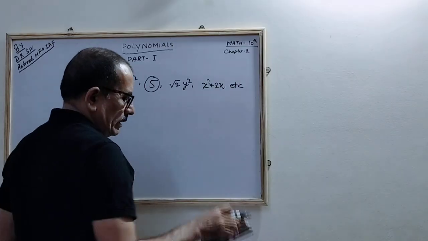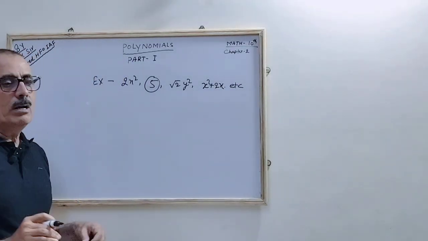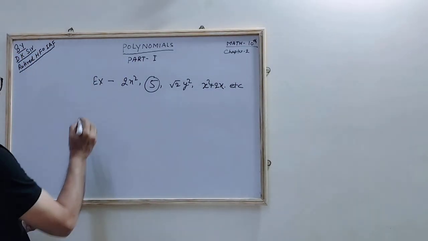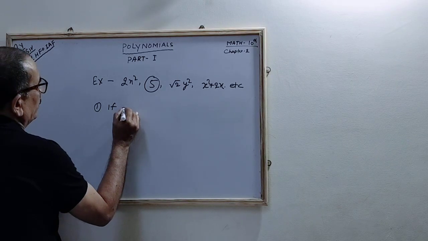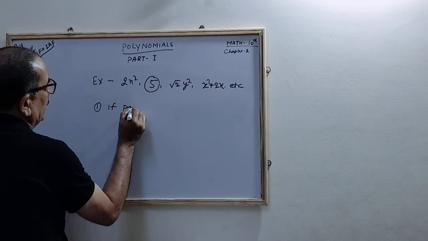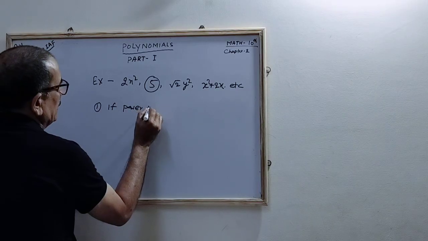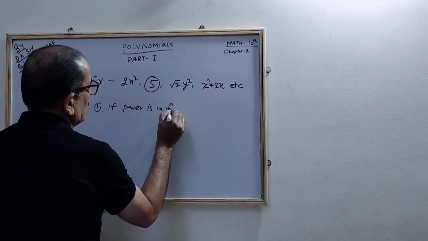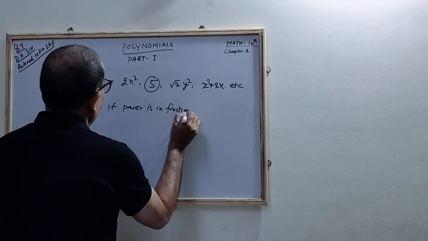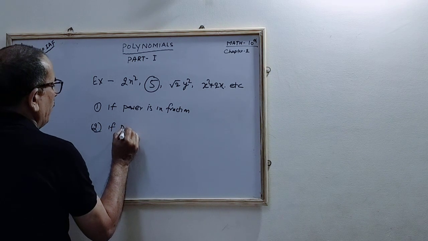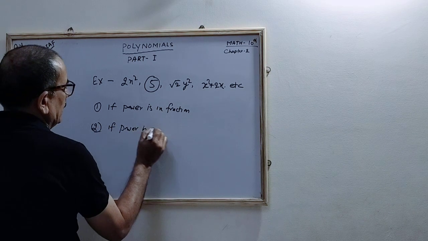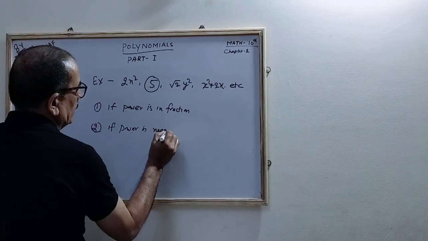Then the question comes, what is not a polynomial? There are two things. The first: if the power is a fraction, correct, then it is not a polynomial. If the power is negative, correct, negative.